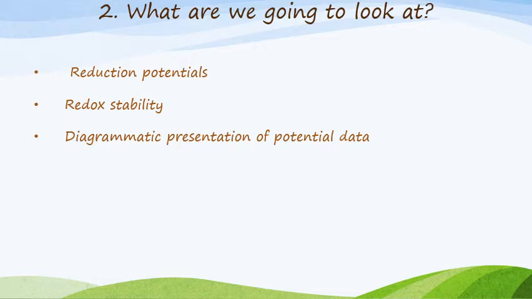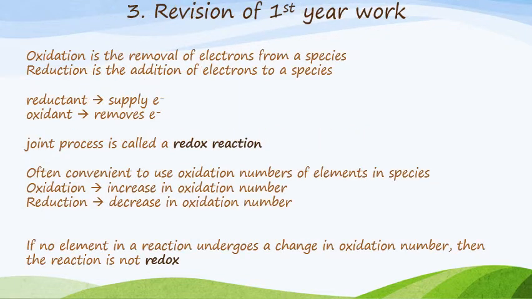So what you're about to see in this first part is purely revision from first year electrochemistry work that you did in Chemistry 1B. So you're familiar with oxidation and reduction. You know what a reductant and an oxidant are, and we know about redox reactions.